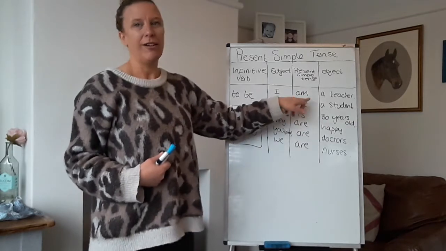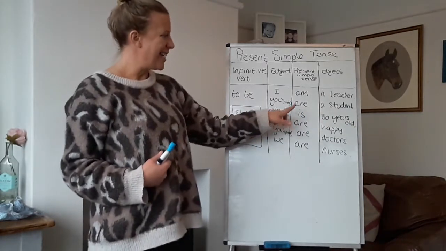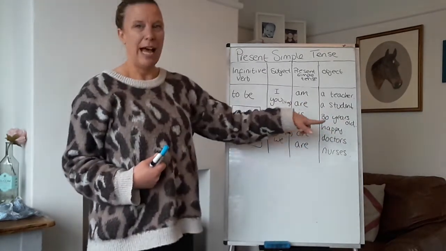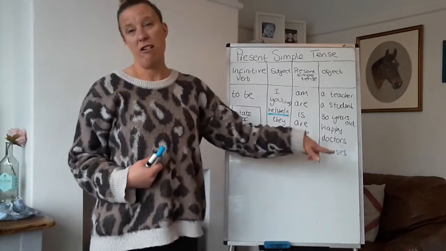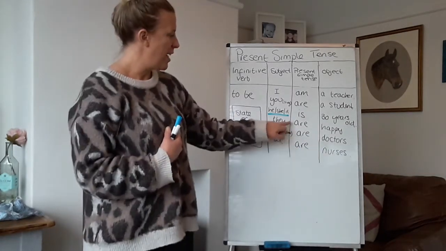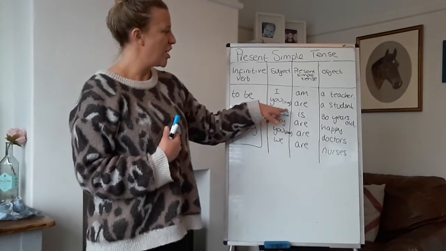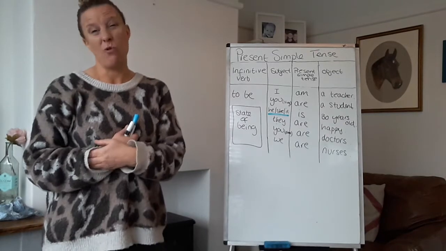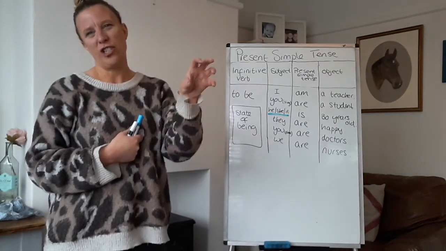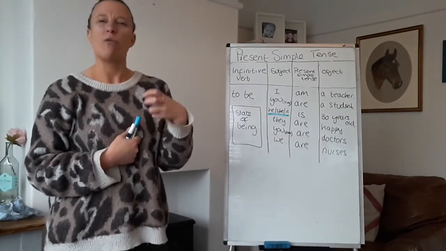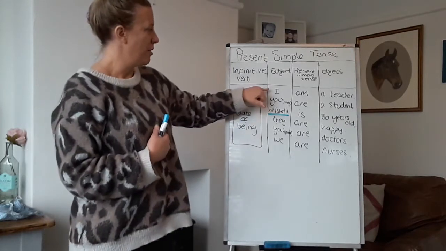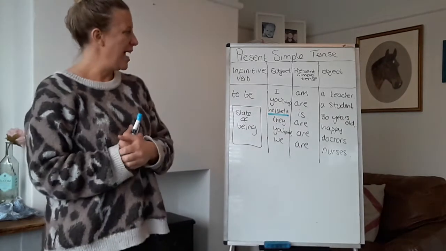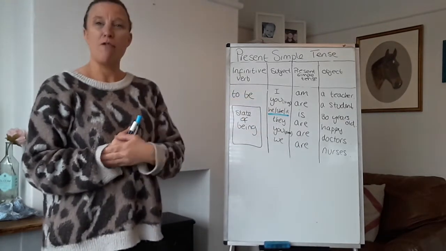You are a student. He, she, it is 30 years old. They are happy. You are doctors. We are nurses. So we've got they, you, and we are. He, she, it is, and I am with be. Be is a bit different to all of the others, because the others stay the same apart from he, she, and it, whereas for be it changes with I, you, he, she, and it. They're all different. So the verb to be, you have to remember that.